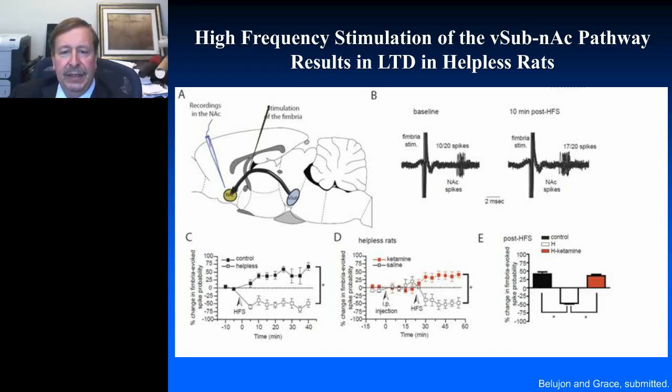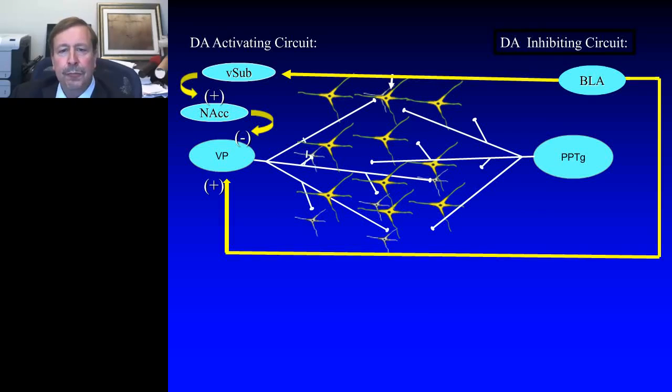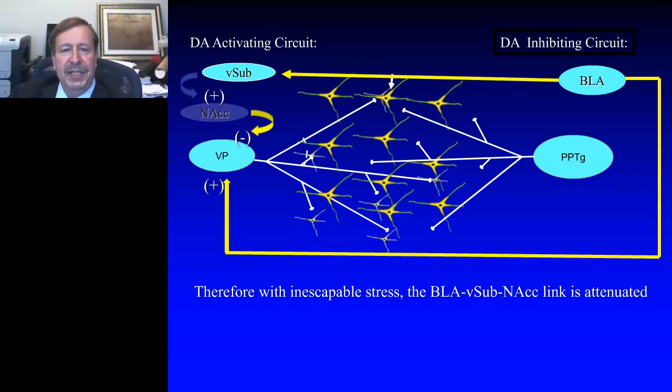Giving ketamine will reverse this inhibition into an excitation. So it actually reverses the stimulation-induced depression to a normal stimulation-induced potentiation. So what we have is a case where we have the dopamine activating circuit in balance with the dopamine inhibiting circuit. But in the learned helplessness model, and presumably other models, the excitatory pathway is inactivated, which means only the inhibitory pathway predominates.